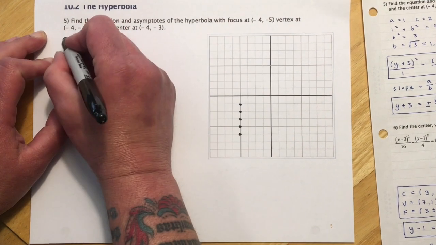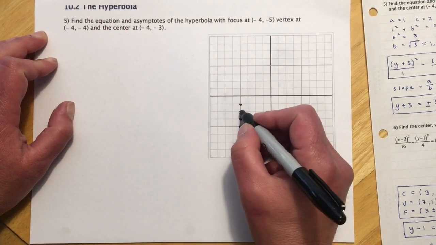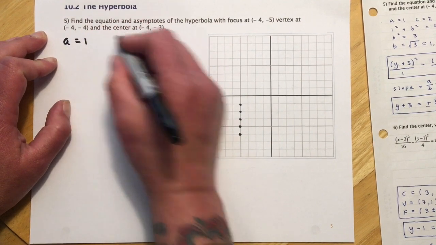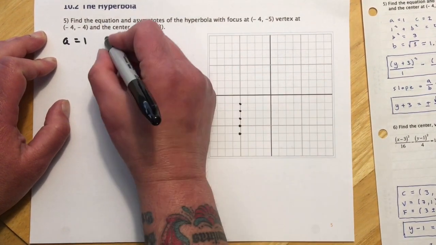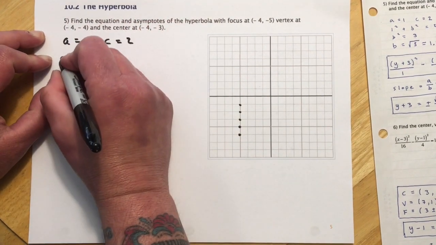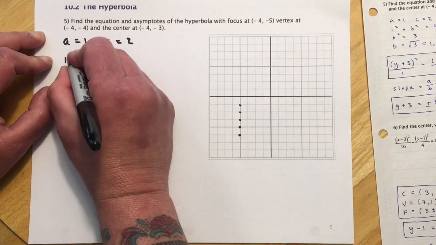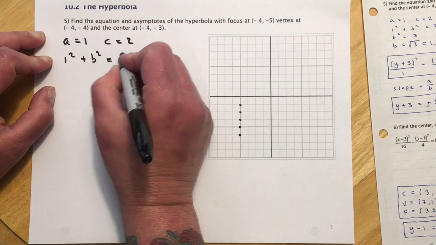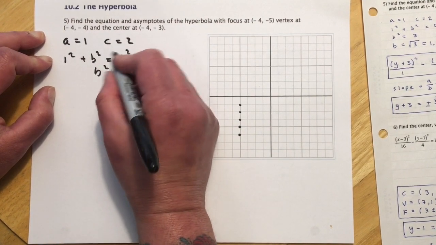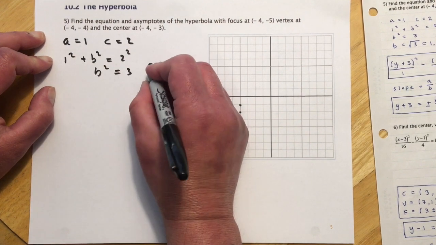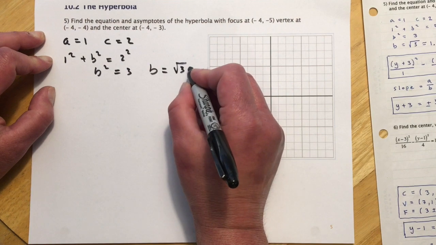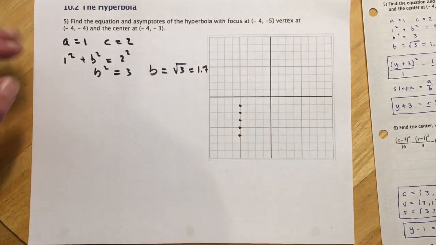So let's see, what do we know? We know a is center to vertex, so we know a is 1. We know c is center to focus, so we know c is 2. And this one goes a squared plus b squared is c squared, so 1 squared plus b squared is 2 squared. So b squared, this would be 4 minus 1, so that's 3. So b is going to be root 3, or about 1.7 for graphing purposes.